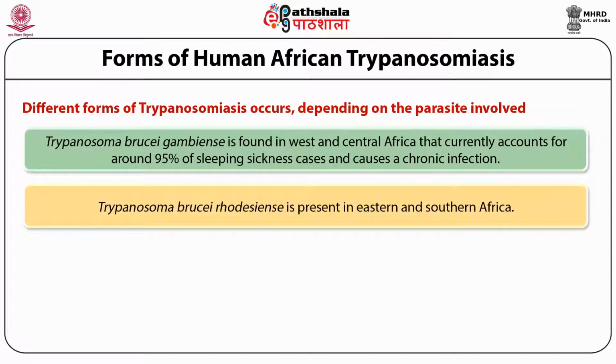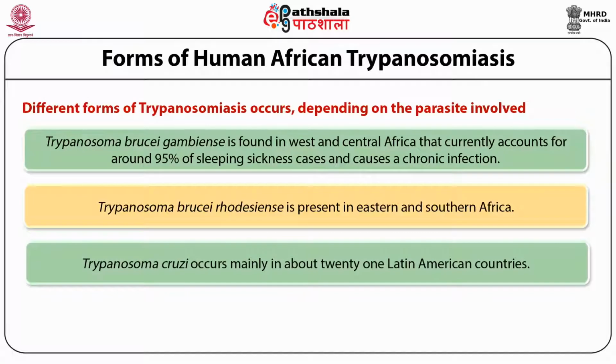Trypanosoma rhodesiensis is present in eastern and southern Africa. This form represents 5% of cases and causes acute infection. The symptoms of the disease appear within a few months or weeks after infection. The disease occurs rapidly and invades the central nervous system.